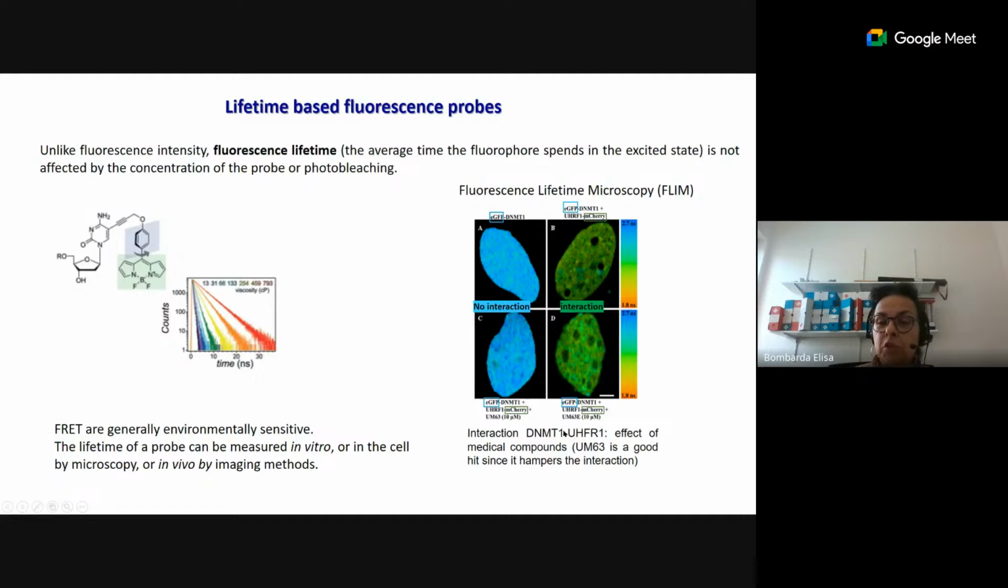That's because these two molecules are involved in the proliferation of tumor, and so in principle we would like to avoid that they interact. We would like to interfere with this interaction. So let's look for compounds that do this. Several compounds were tested, and the one called UM63 could be selected because of FLIM experiments.